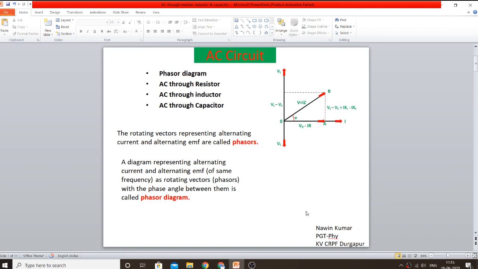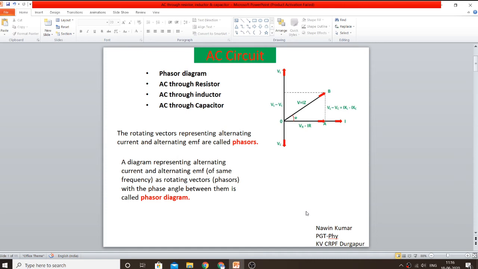In AC circuit, earlier we have seen that alternating voltage or alternating current can be produced by changing the magnetic flux, and the sources of AC EMF or AC current are called AC source.